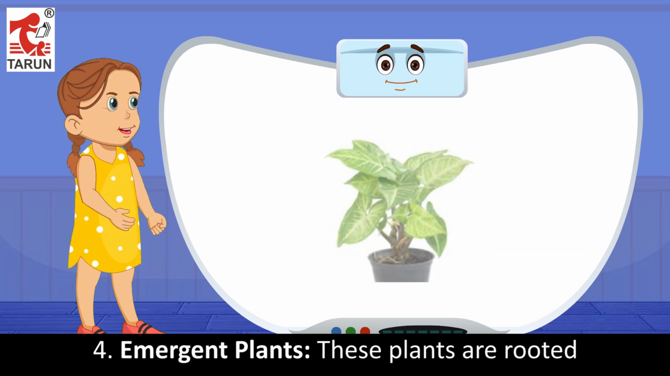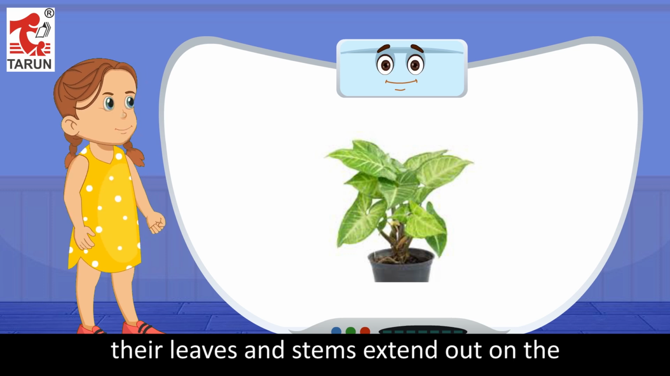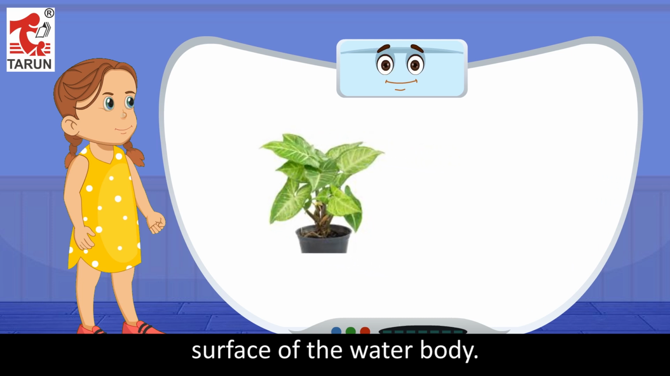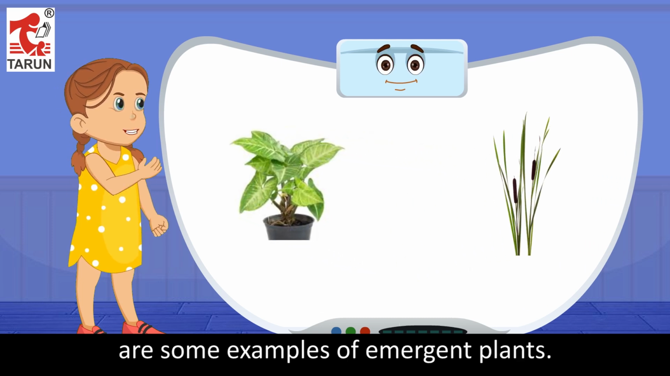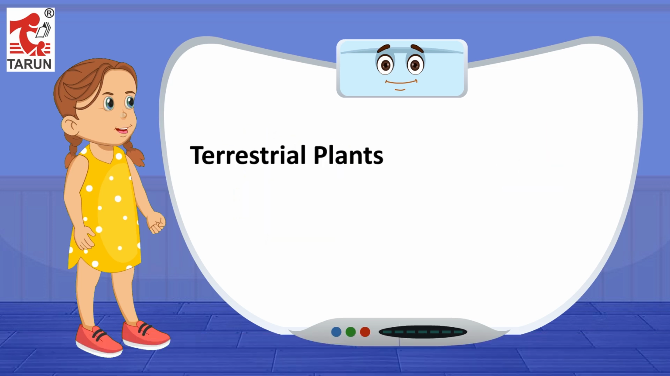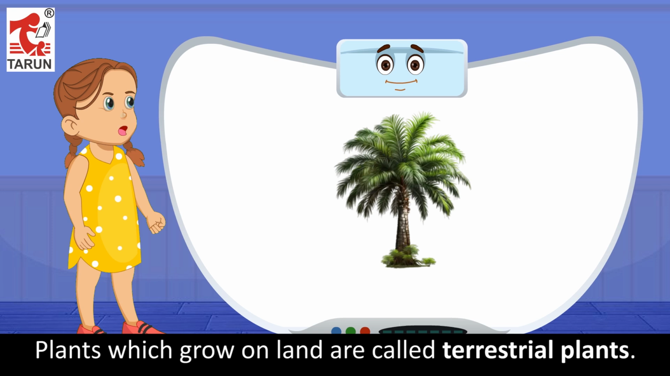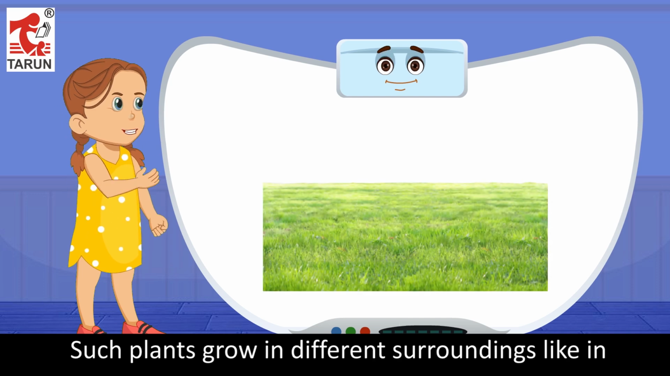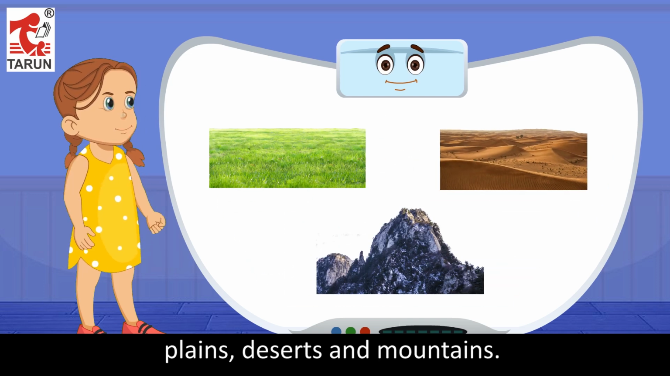4. Emergent plants. These plants are rooted at the bottom of the waterbed, but their leaves and stems extend out on the surface of the water body. Bulrush, arrowhead, cattail and sedges are some examples of emergent plants. Terrestrial plants. Plants which grow on land are called terrestrial plants. They get their name from the word terra, which means land. Such plants grow in different surroundings like in plains, deserts and mountains.